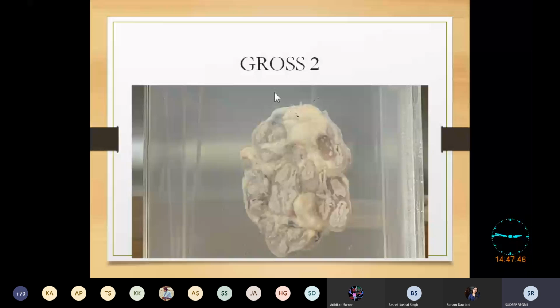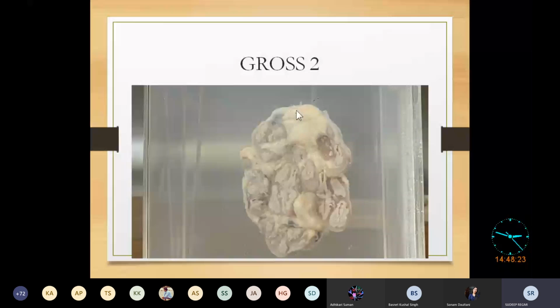Here you can see this is actually not a single lymph node but a conglomerate of many lymph nodes, which is called a matted appearance. Multiple nearby lymph nodes are getting approximated and sticking together. This is called matting. And here you can see the necrotic areas. Multiple areas of necrosis are there, which are getting confluent.